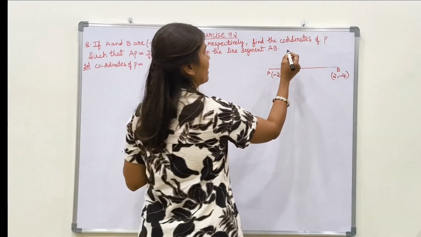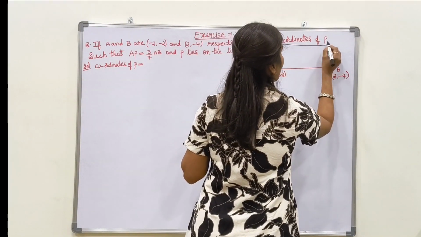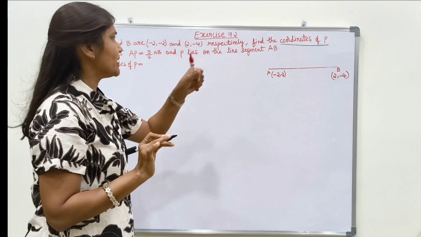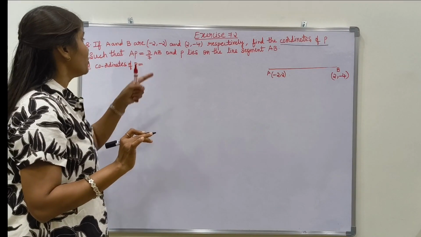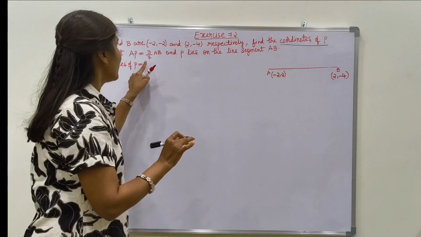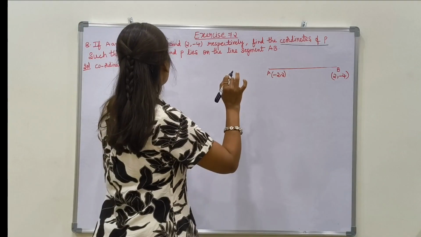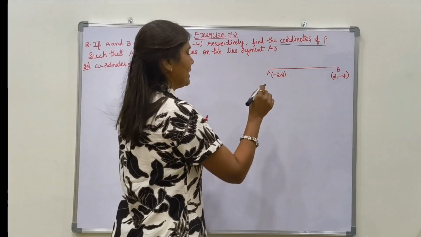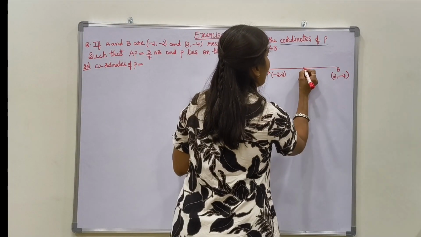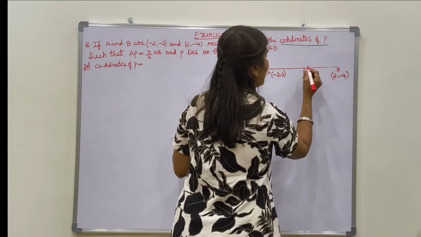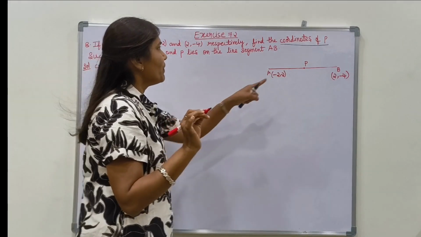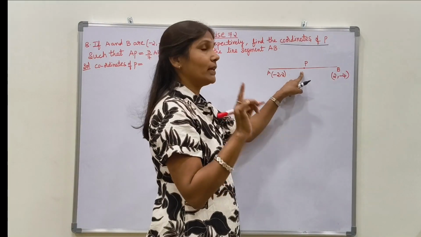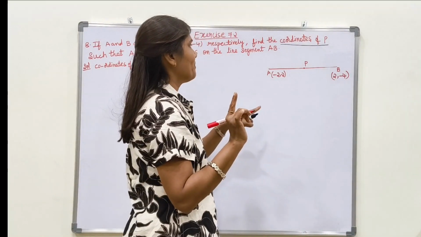What is the question mark? You have to find the coordinates of the P. This is the question mark, such that AP is equal to 3/7 AB. Here one clue is there. See here, P lies on the line segment AB. In this one, the P dot is there. So now you have to find this P dot coordinates.